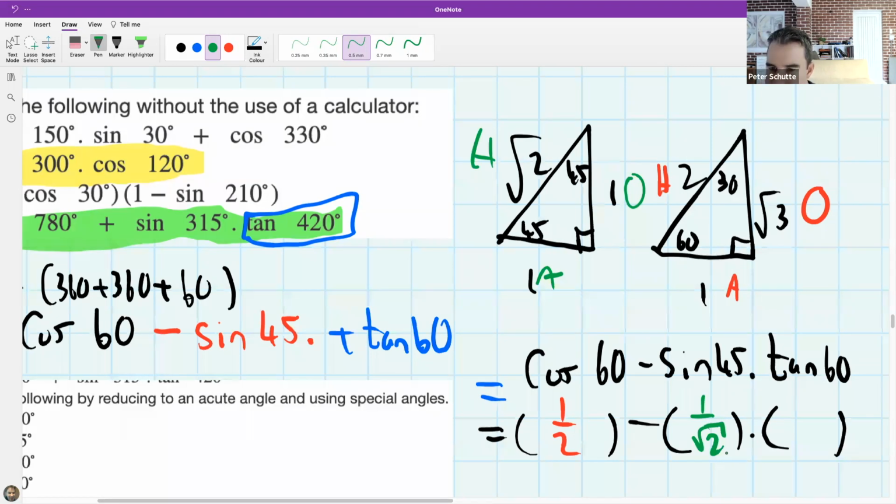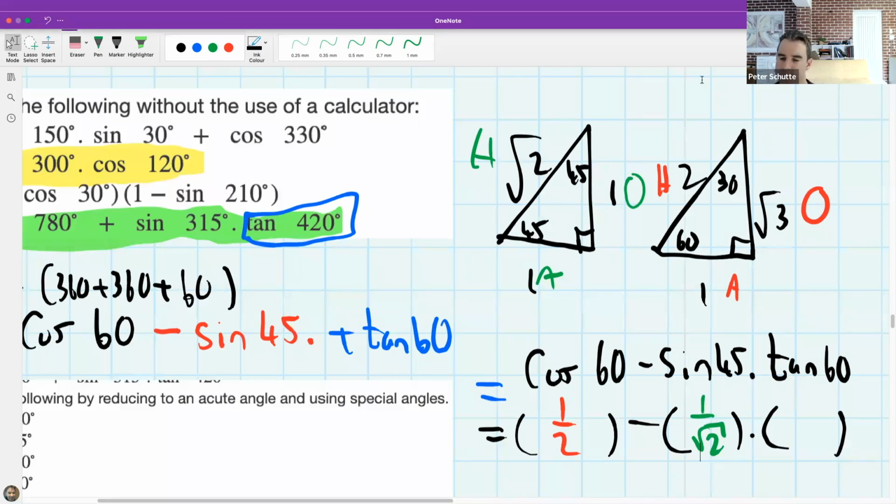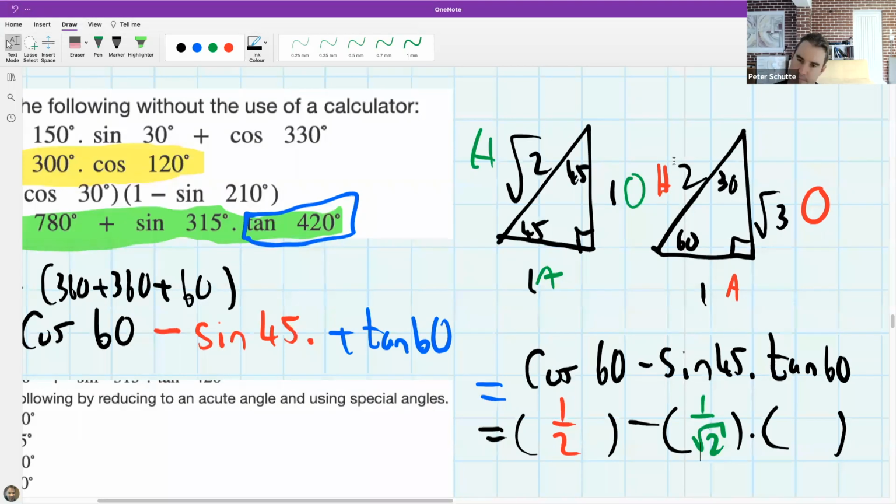And what about the tan of 60? What's that going to be? So I need to make sure I'm in the right triangle. This is going to be O over A. So root 3 over 1.